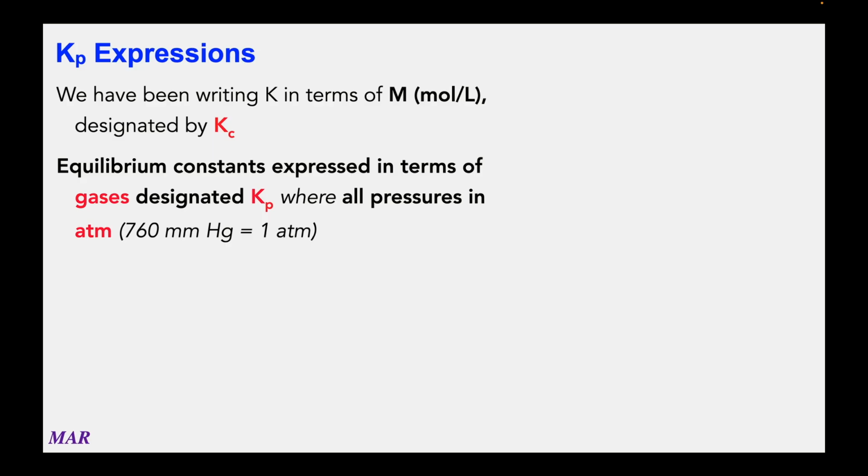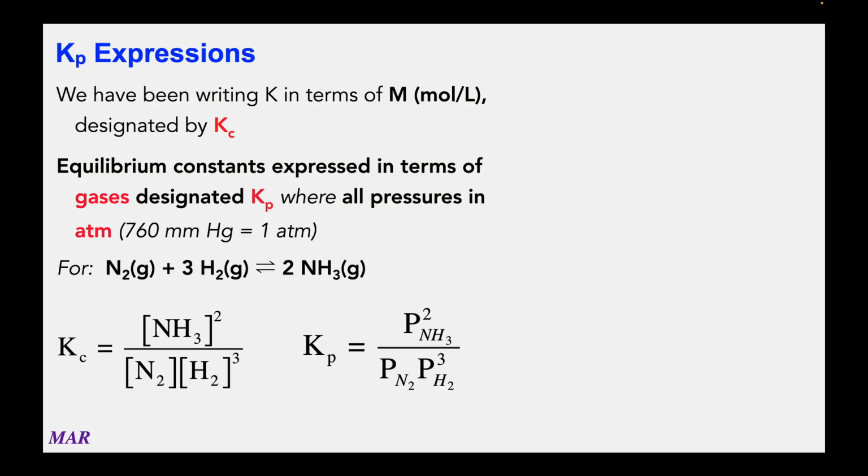However, you can have what's called a Kp, and Kps are gas equilibrium constants. Now, if you're using a Kp, you have to use atmospheres for gases, all right? And 760 millimeters of mercury equals 1 atmosphere, if you remember from Chem 222. So if you're dealing with gases, you can use Kp, no problem. Just make sure all your pressures are in atmospheres.